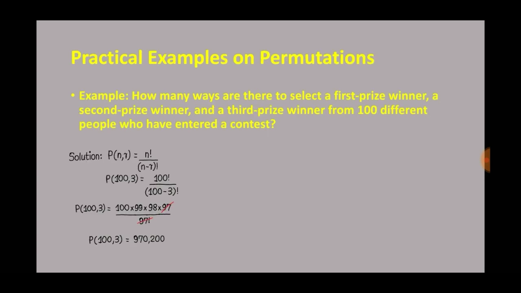Practical examples on permutations. In this example, how many ways are there to select a first prize winner, a second prize winner, and a third prize winner from 100 different people who have entered the contest? In the solution, P(n, r) = n factorial over (n minus r) factorial, so 100 factorial over (100 minus 3) factorial, which is 100 factorial over 97 factorial. Then 100 times 99 times 98 times 97 factorial over 97 factorial. 97 factorial will be cancelled. So it becomes 970,200.